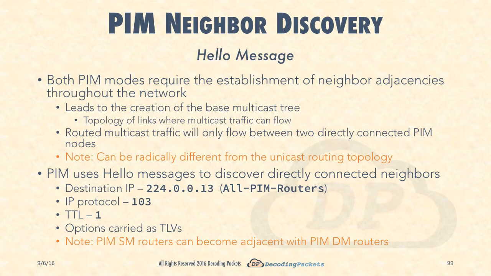Now, the very first process that happens in PIM Sparse Mode is the same as PIM Dense Mode, and that is the neighbor discovery and building up of the neighbor adjacencies. This is required to create what is called the base multicast tree. Now, this is the topology of links where the multicast traffic can actually flow.